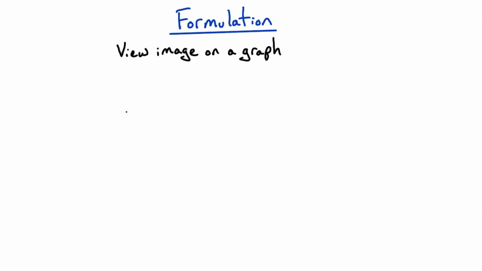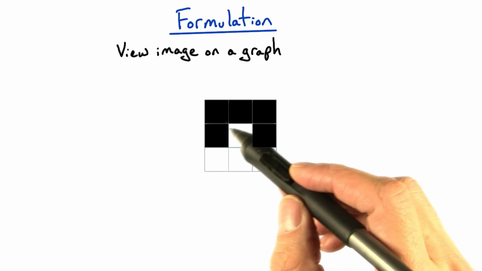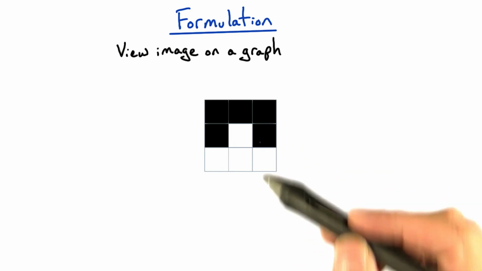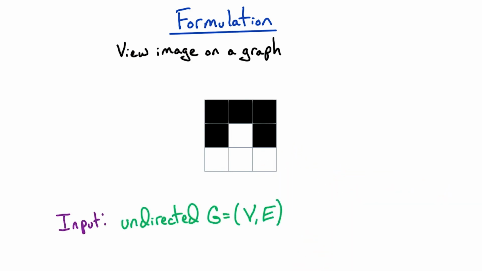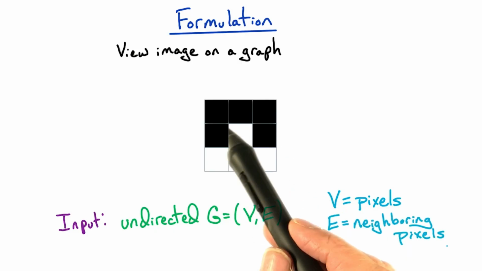We're going to view the image as lying on a graph, where the vertices of the graph correspond to the pixels of the image. So let's look at an example of a pixelated image. Here's an example of a small pixelated image magnified. The input is going to be specified by an undirected graph, G. The vertices of the graph once again correspond to the pixels of the image. So there are 9 vertices in this example. And the edges will go between neighboring pixels.